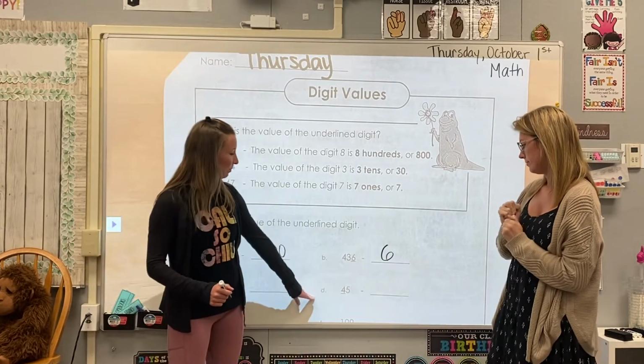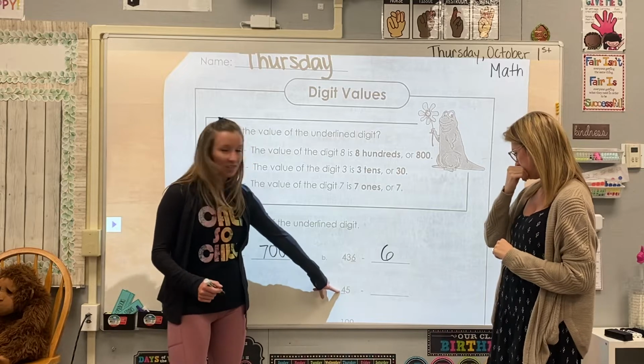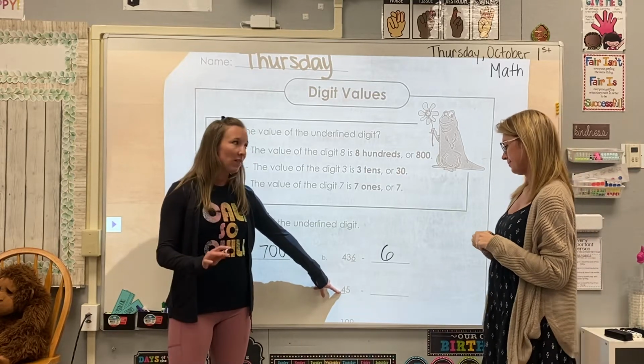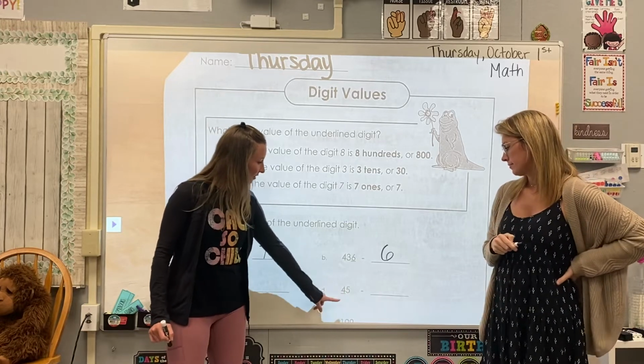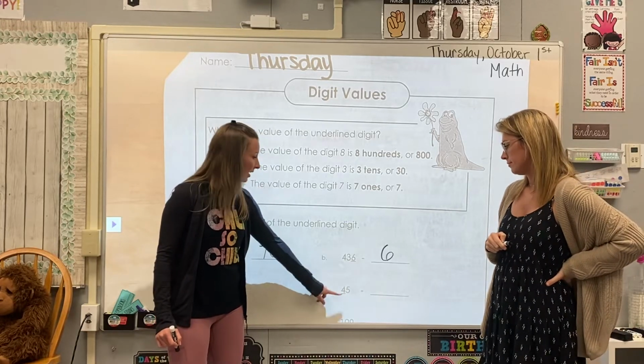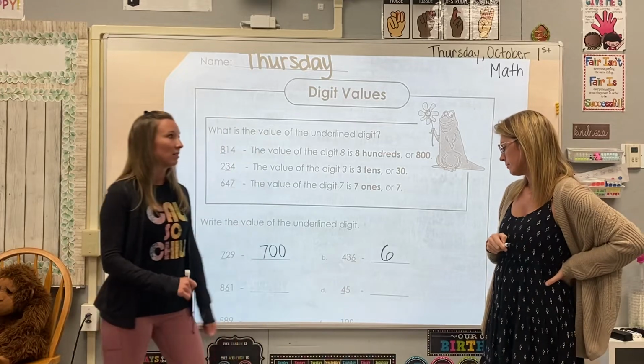Let's jump down because all of a sudden now I only see a 2-digit number. I don't want that to confuse students in our class today. So this is the number 45. There is nothing in the hundreds place, and it is the 4 that is underlined.